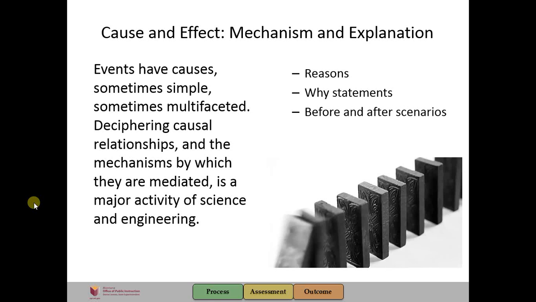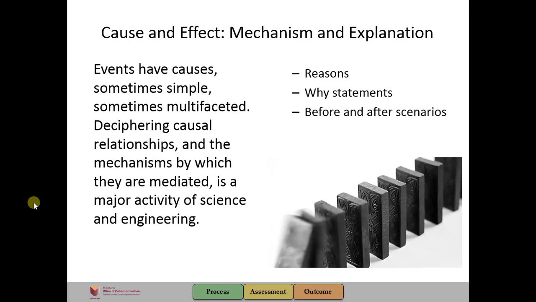Here are some things you can use as a jumping off point for your item alignment. Does the item draw on reasons? Does it have why statements? Does it have a before and after scenario? When you see those, it's a good indicator it might be the cross-cutting concept to start with. But just avoid that idea of making everything fit into this statement just because cause and effect is so integral to science.